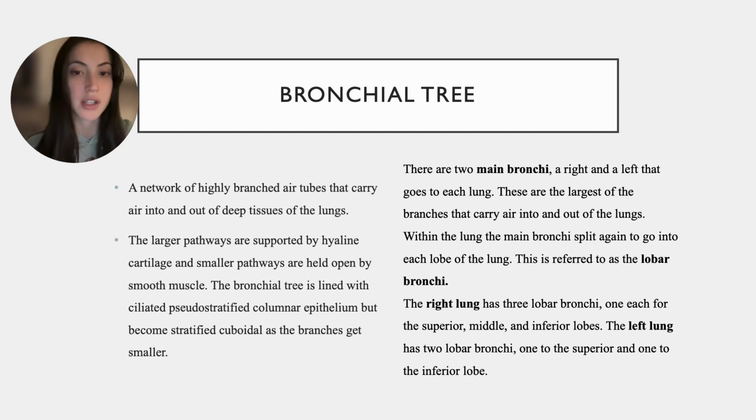And then within the lungs, the main bronchi split again and go into smaller branches, one for each lobe of the lung. This is referred to as the lobar bronchi. The right lung has 3 lobar bronchi, one for the superior, middle, and inferior lobes, and the left lung has 2 lobar bronchi, one for the superior and one for the inferior lobe.